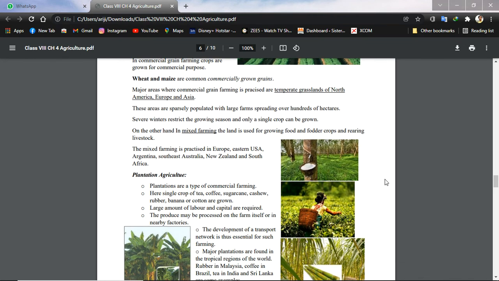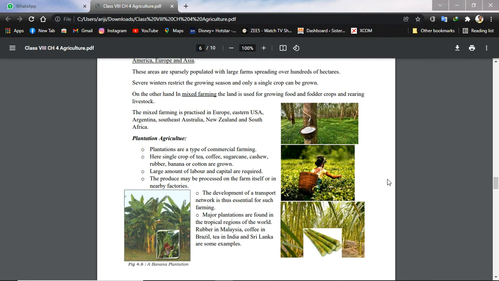So here you can find mixed farming. The word mixed farming means the land is used for growing food and fodder crops and rearing of livestock. The whole thing happens in the same field. That same field is called the mixed farming field. Mixed farming is also seen in Europe, Eastern Asia, Argentina, South Australia, New Zealand, and South Africa. Now we have to know about plantation agriculture.